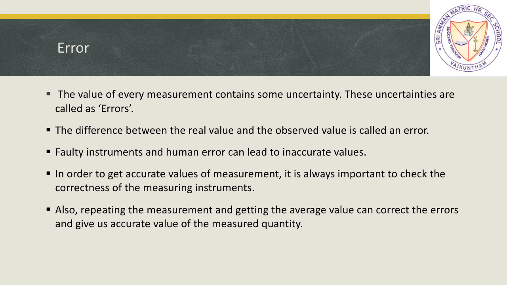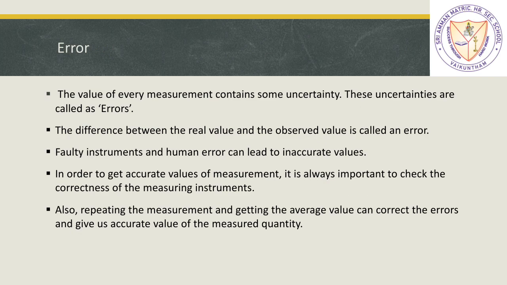So there is an uncertainty of 0.23. The true value is 10.23 centimeter, but the observed or measured value is 10 centimeter. There is an uncertainty, right? That uncertainty is nothing but error, which is equal to 0.23 centimeter. Faulty instruments and the human eye can lead to inaccurate values.